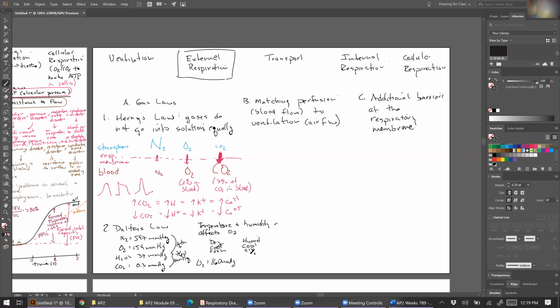So this is why those of us that have breathing problems, we like to run the air conditioning because you get rid of the humidity and you cool the air. Whereas if you have humid, hot air, then the amount of oxygen in it is only 150. So this is why if you're having breathing problems, you like cool, dry air, because you actually have more oxygen in that air.